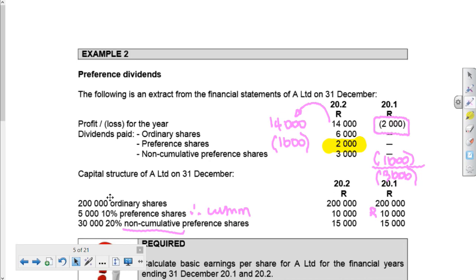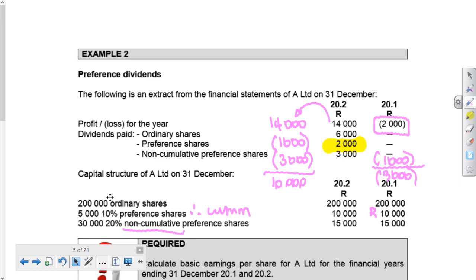Okay, and then for the remaining prefs, for the non-cumulative, it's 20% on 15, which is 3. I take off the 3. And so then in that year, the profit attributable is 10. So when I'm working out earnings per share, in that year it's minus 3, and in that year it's 10.